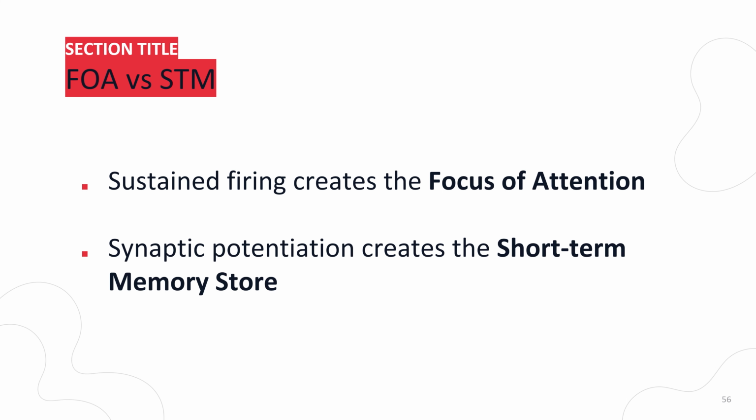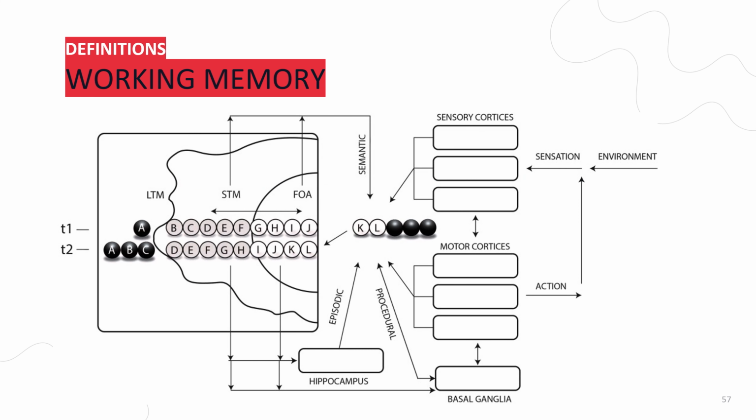So it's commonly accepted in neuroscience that sustained firing creates the focus of attention, and synaptic potentiation creates the short-term memory store. Working memory is these two stores added together. Scientists have understood this for only a few decades now, and it's really fascinating because it links physiological processes to psychological ones. So see that rectangle on the left? It shows items of working memory passing from the focus of attention to short-term memory, STM, and then to long-term memory, LTM.